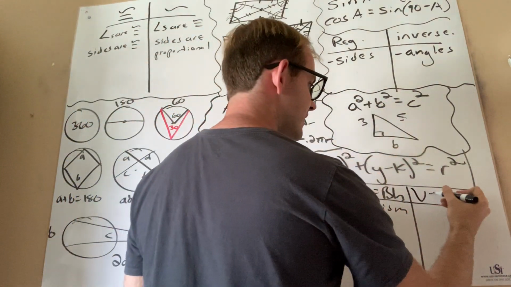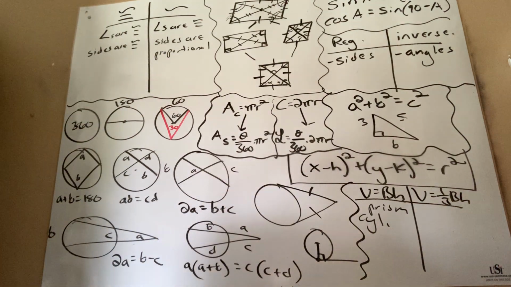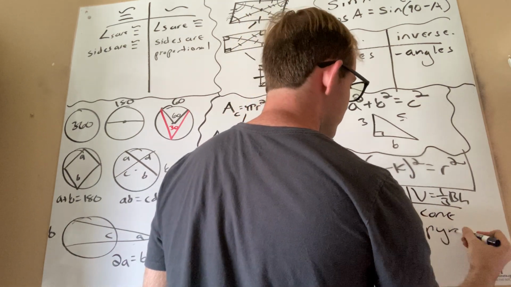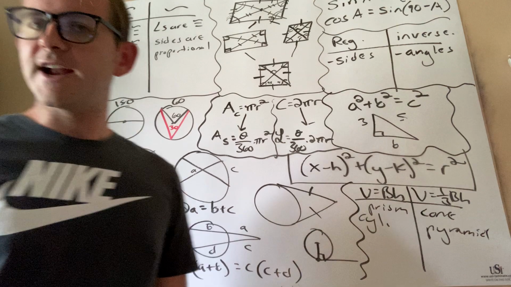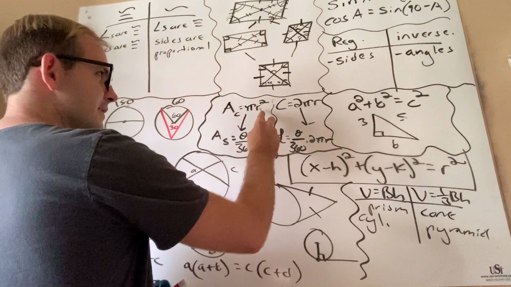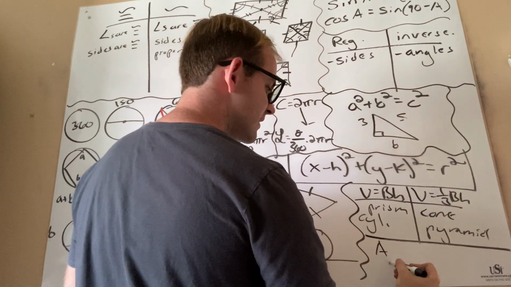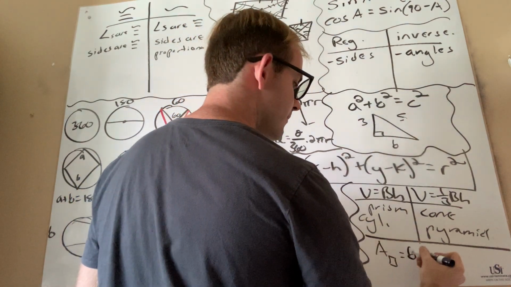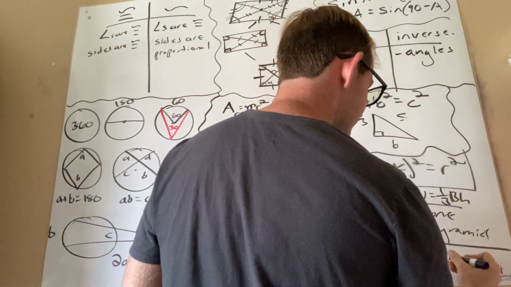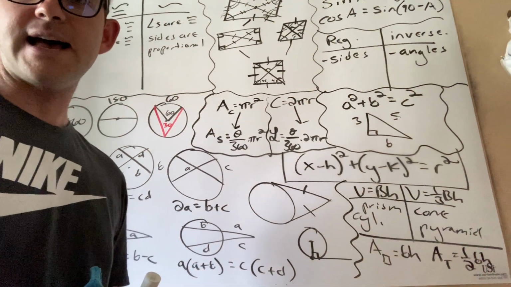By contrast, if they give you V equals 1/3 area of the base times height, you need to know that that corresponds to the cone and the pyramid. As far as the area formulas you're going to need for the area of the base, area of a circle comes up a lot, area of a rectangle, area of a triangle come up a lot. So make sure you know the area of a rectangle is base times height. You need to know that the area of a triangle is 1/2 base times height.